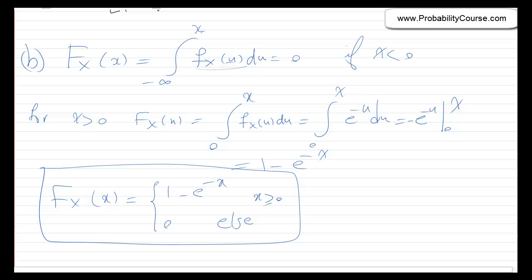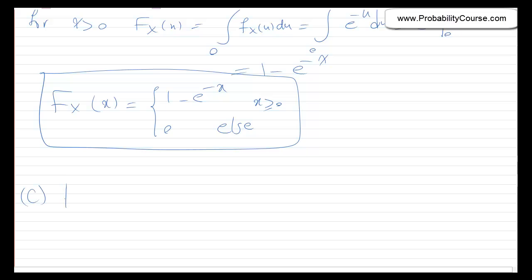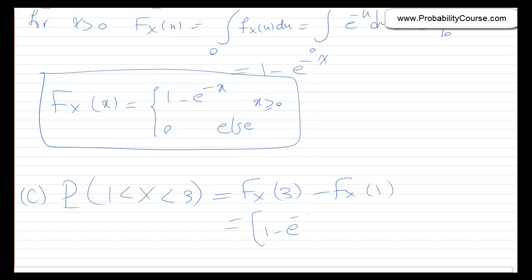And the last part, we need to find the probability that x is between 1 and 3. It doesn't matter if I put less than or equal to, because this is a continuous random variable. We can find it in two ways. One way is to just directly use the CDF, so fx of 3 minus fx of 1. We found the CDF is 1 minus e to the minus 3 minus 1 minus e to the minus 1, which becomes e to the minus 1 minus e to the minus 3.